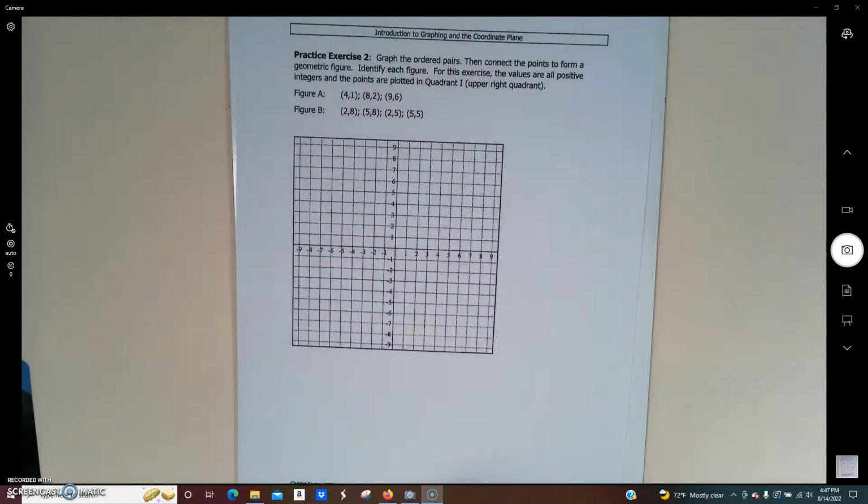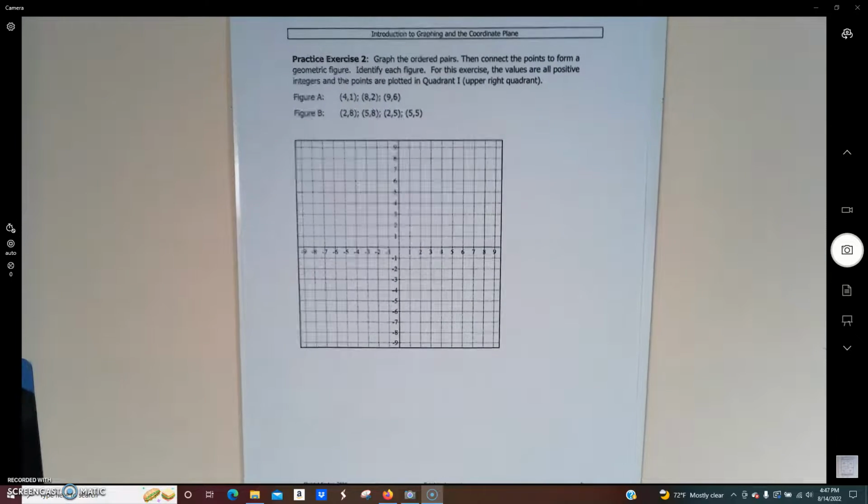The second practice exercise has points that will result in a geometric figure when they're joined. But notice that all the coordinates are positive, and so everything will be done in quadrant 1 where both x and y are positive.